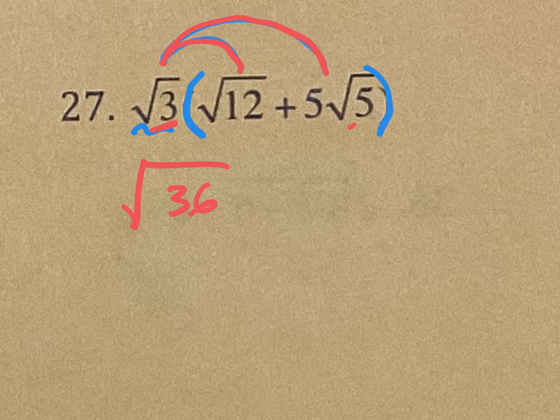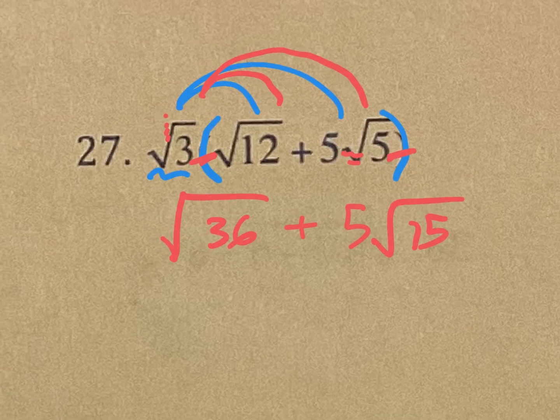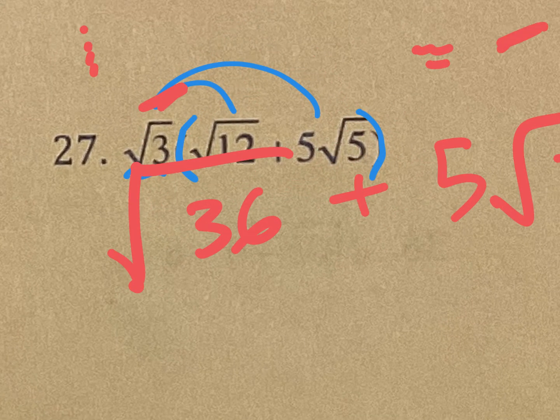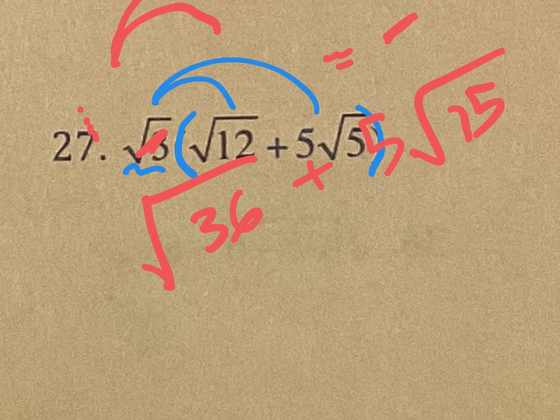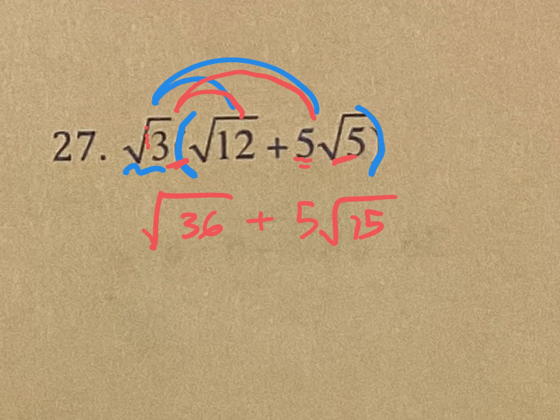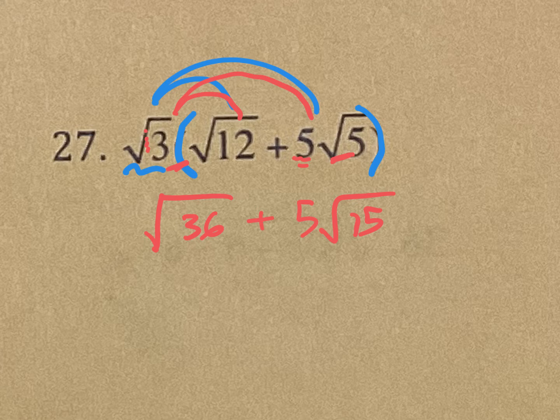Okay, square root of 3 can get multiplied with square root of 5. That's fine. Square root of 15. The 5 really doesn't have anything to multiply with. You can imagine a 1, but it's just 5. So, all in all, that's what I get. What's happening? Well, that's just 6 plus 5 square root of 15. Can't combine those. They're not like radicals.